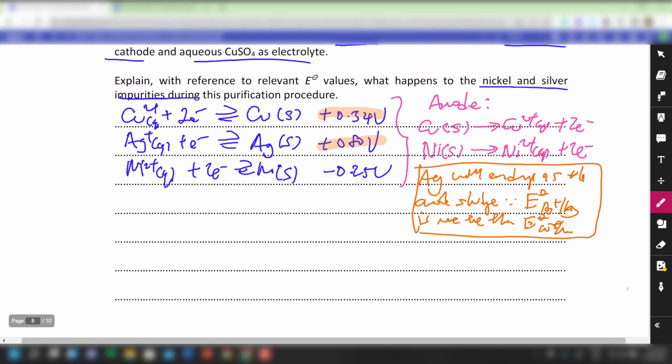Then at the cathode, what happens at the cathode? Because at the cathode, the cathode will attract all the cations present. So at the cathode, I expect copper 2 plus to be reduced to copper. So I'm going to get copper solid here. However, nickel 2 will not be reduced to nickel, and nickel 2 will remain in the solution.